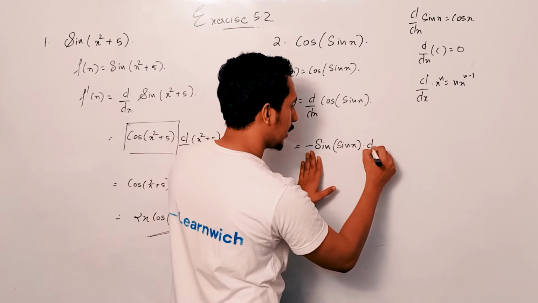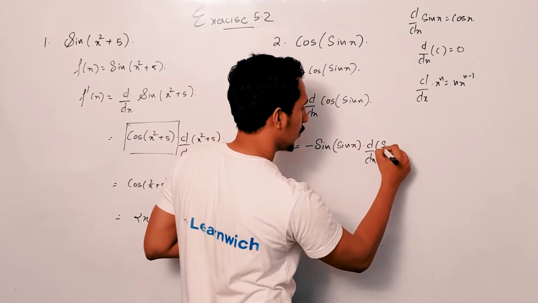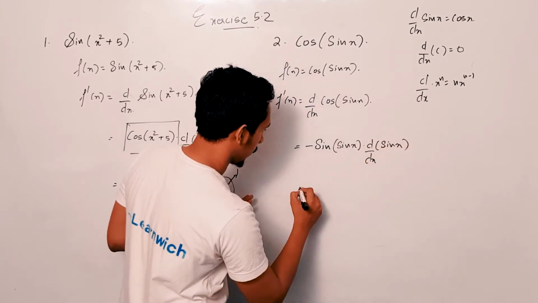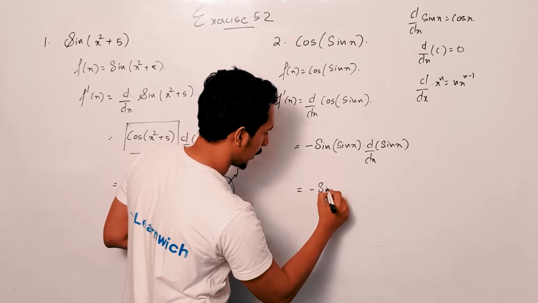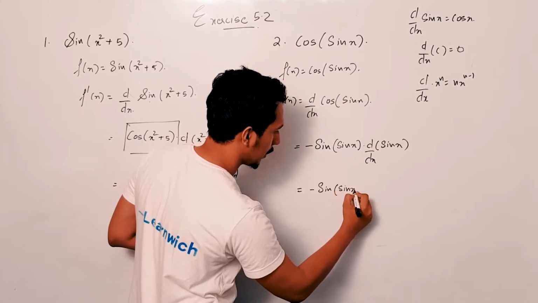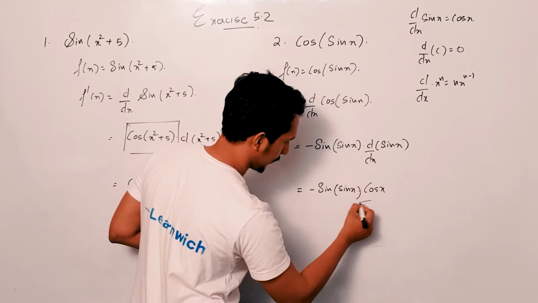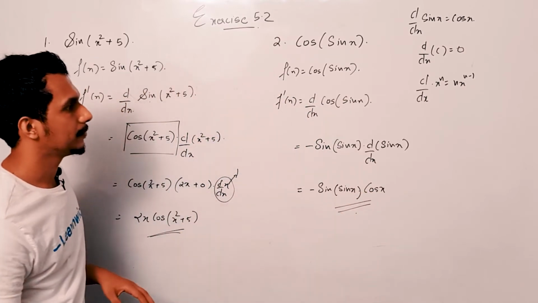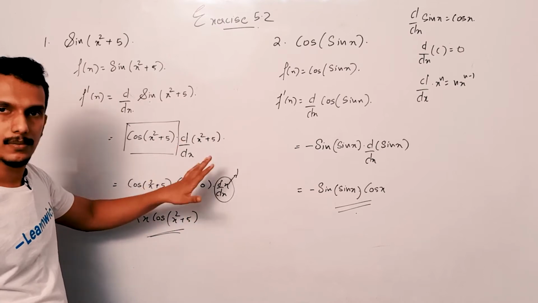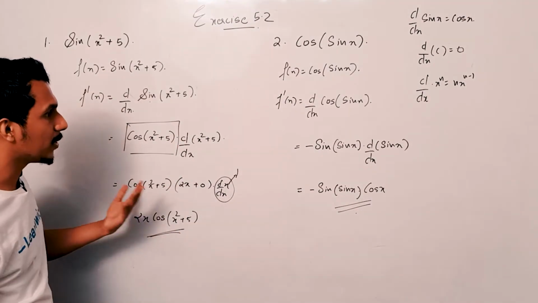Now you have to find the derivative of sin x also, no? You have to find the derivative of sin x also. So that will be minus sine of sin x into d by dx of sin x, which is cos x. As simple as that. Okay? Easy? So please note it down. Let's go to the next question.